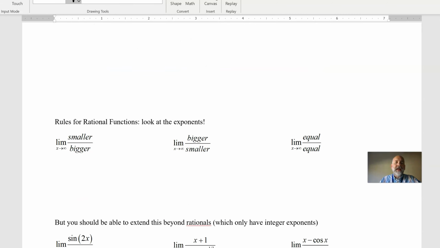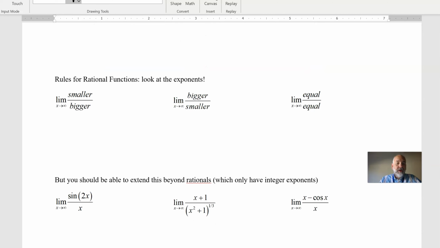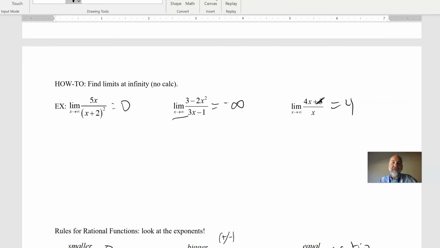The big thing you should have learned last year is you just look at the exponents. So if it's a smaller exponent over a bigger exponent, then as x goes to infinity, remember this is only as x is infinitely big, it's basically going to be 0. And bigger over smaller, it's going to be infinity. I guess I can say plus or minus. You have to think that through, decide which one it is. And if it's equal powers, then it's the ratio of the leading coefficients. So that's why this one was 4, because it's 4 over 1. Okay?